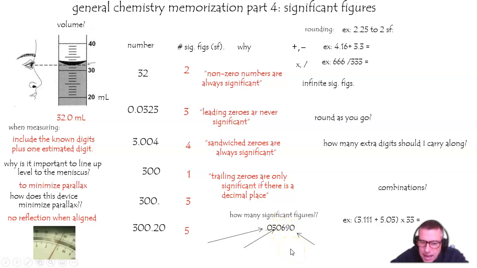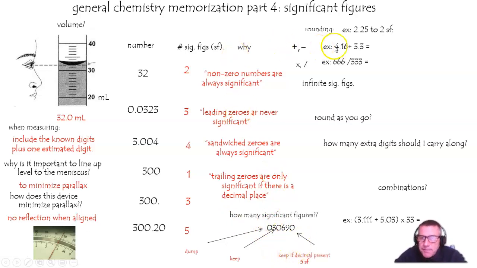I would say 5, simply because we're going to dump the leading zeros always. We're going to keep the central ones always, keep the non-zero always, and the trailing one, in this case, we keep it because I do see that little decimal place, right? And so the answer is 5 significant figures there.